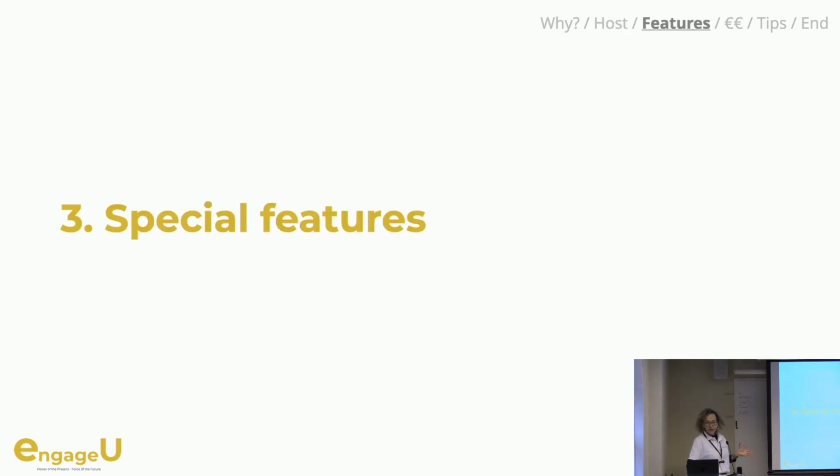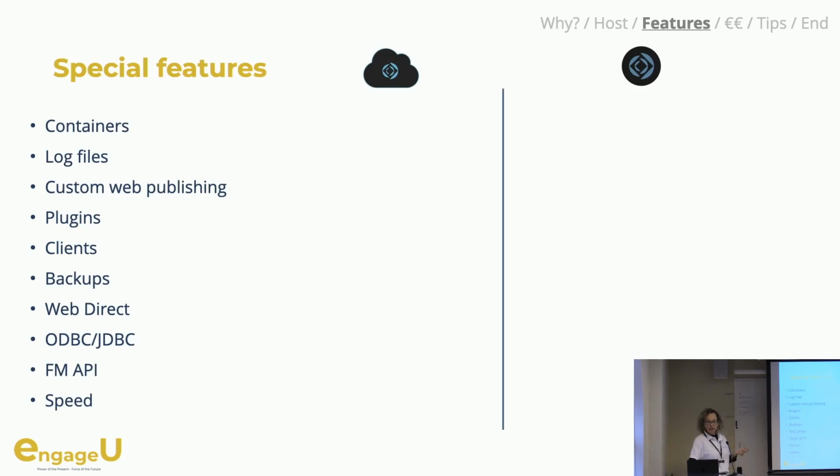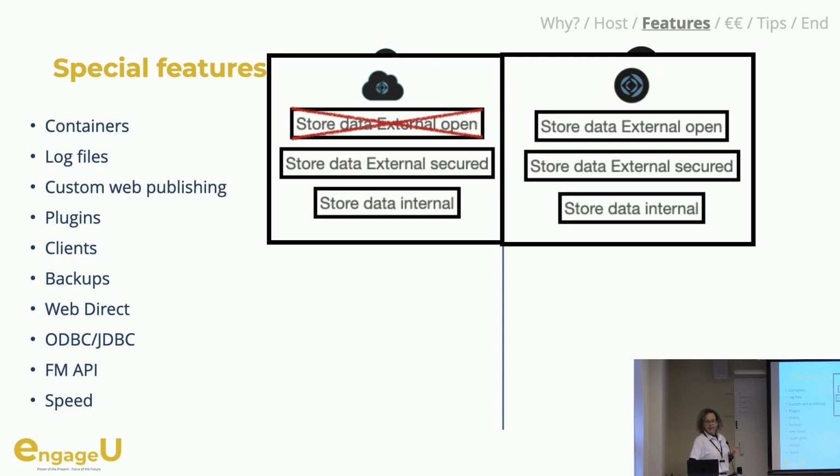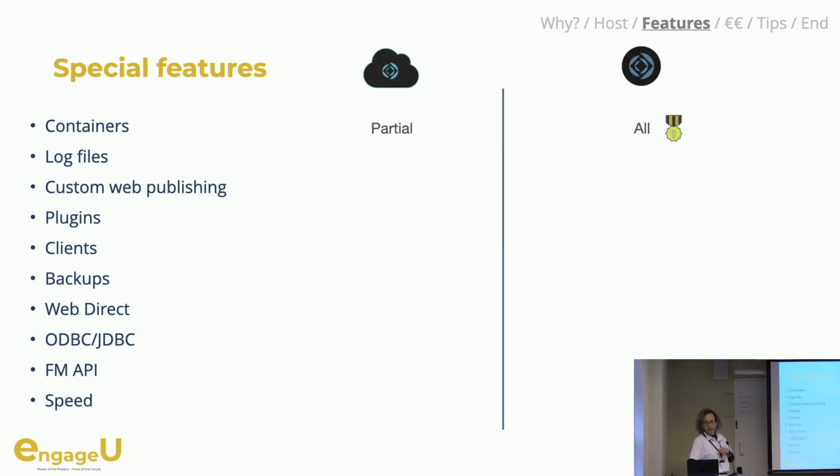And there are some special features that have to be considered very closely before taking the decision to host in FileMaker Cloud. And these decisions may be the main differences between both systems. About containers, in FileMaker Cloud, only secure storage in external containers is supported, while in FileMaker Server, you can have open storage with container data stored externally. So in this case, the point goes to FileMaker Server.